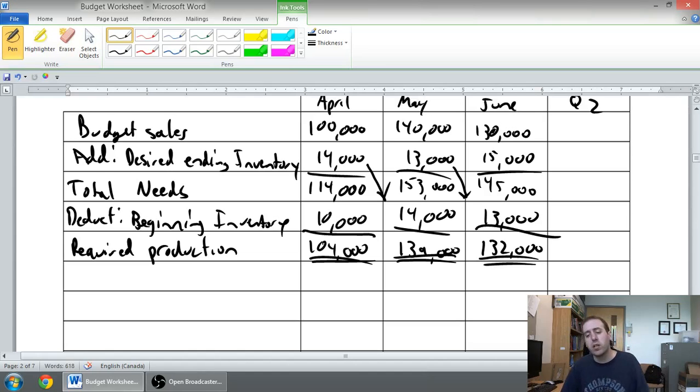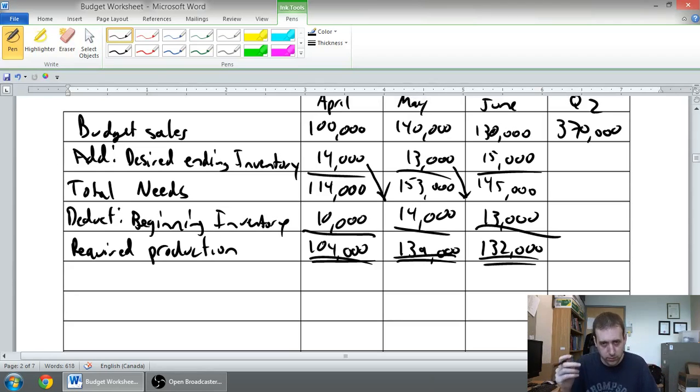So now we've got to do our totals column. But it's not really a totals column. I call this the for the quarter column. So what were my budgeted sales for the quarter? 100, 240, 370. That was my budgeted sales for the quarter, and you can see that's just a total, 370. My desired ending inventory. What's my desired ending inventory for the quarter? Well, here's a place where people make a really common mistake. They go, oh, total it up, 14, 27, 42. No, that's not your desired ending inventory for the quarter.